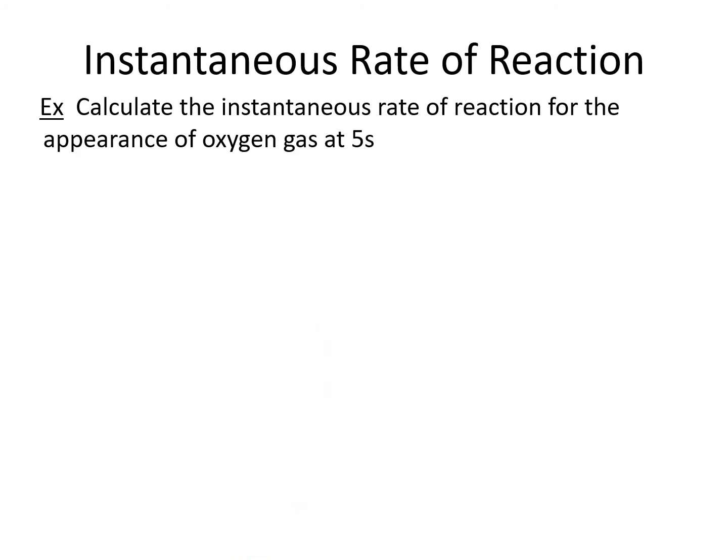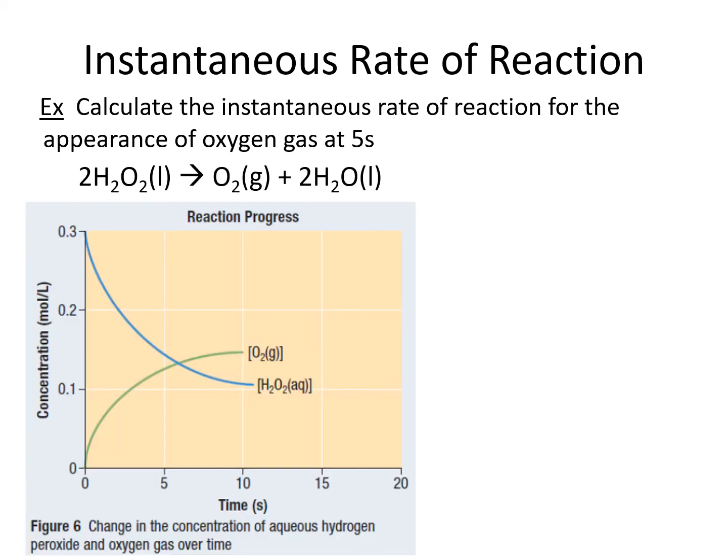So, instantaneous rate of reaction. Let's get the instantaneous rate of reaction of oxygen at 5 seconds. Here is our balanced equation, and here is our graph. We're just after oxygen in this example. So the first thing I want to do is find 5 seconds, which is about right here at the green line. We'll draw our tangent line in, make it as long as you want, do the best you can, and then it's about getting your values here.